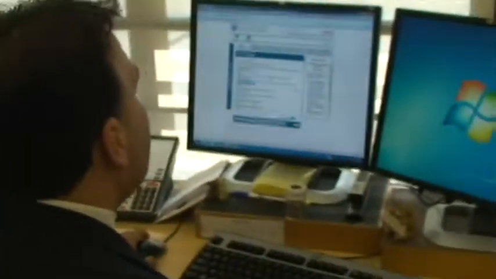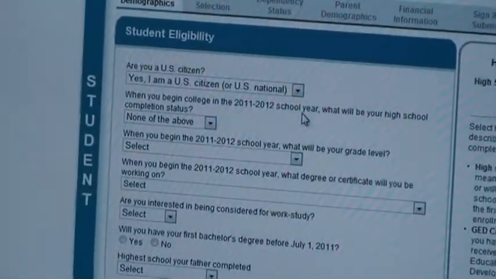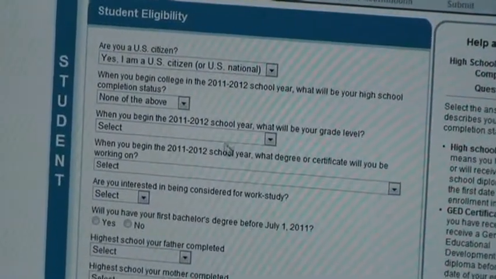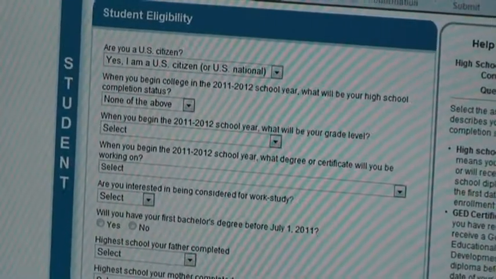And the next question is going to ask if I have a high school diploma or GED, or if I was homeschooled or none of the above. Make sure you choose the appropriate item. If you mark none of the above, don't be alarmed, because if you have passed a GED, taken the proficiency exam, that qualifies as equivalent to receive financial aid.